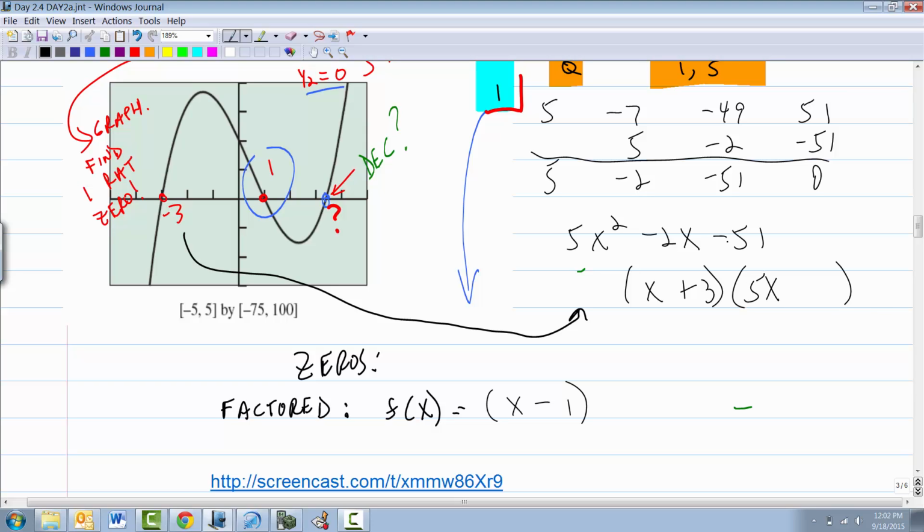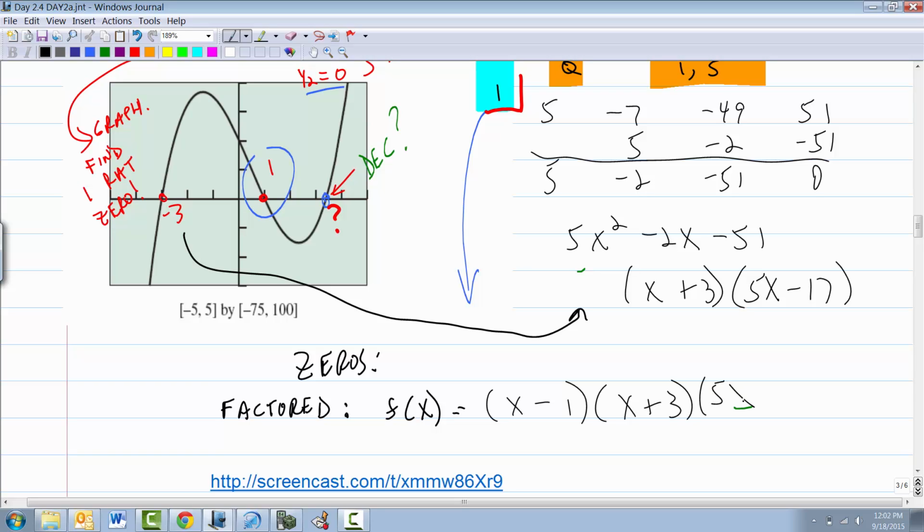5x minus 17. 5x squared, -51x, and then -17x and 15x, -2x. Boom.